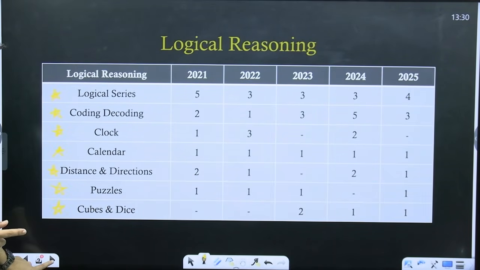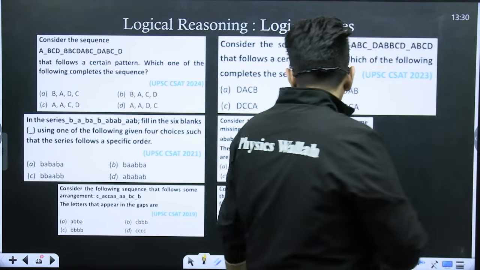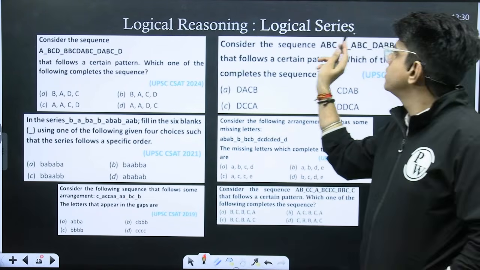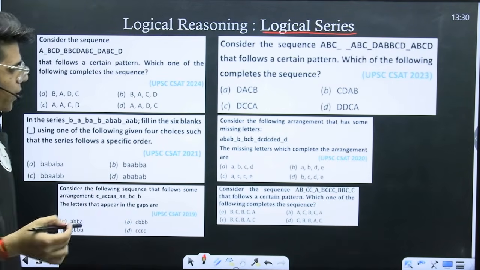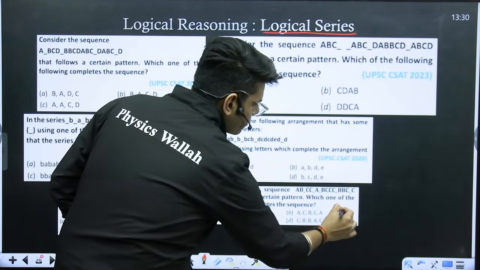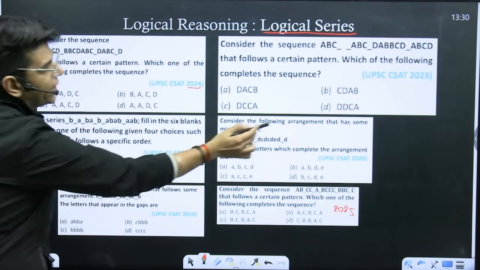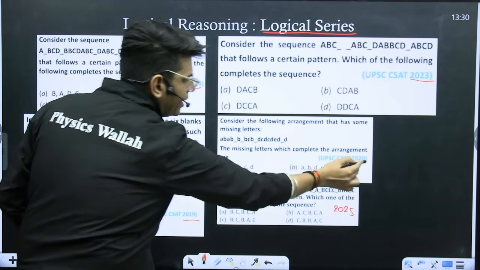Now let's first move to this, right? Now let's start seeing the pattern. If you see, these are questions from logical series and these are series based on alphabets. Now the question came in 25, then you can see 24, then 23, then 21, then 19, then 20.